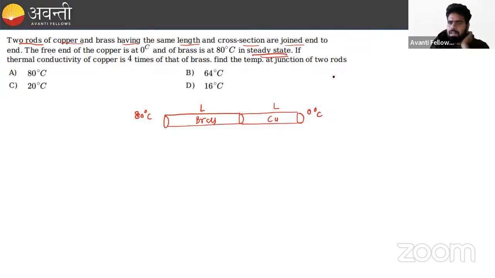What is the meaning of steady state? We can say that in steady state, the temperature of any section of rod with respect to time is not going to be changed. So we can say the rate of heat flow, that is dQ/dt, is constant. And in this problem, it is asked about the junction temperature. If the junction temperature is T, we have to find out the value of T.